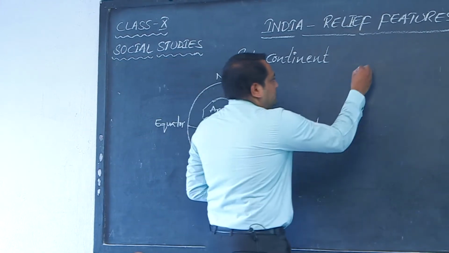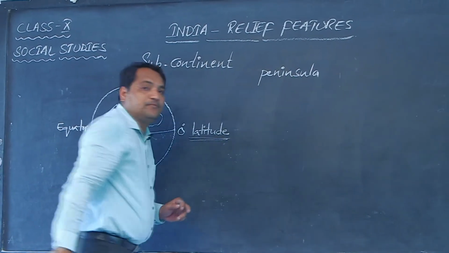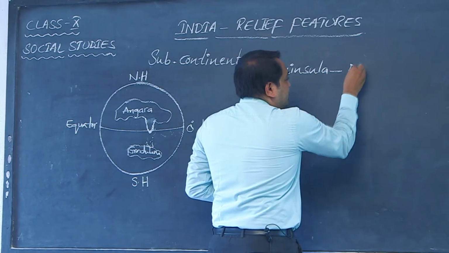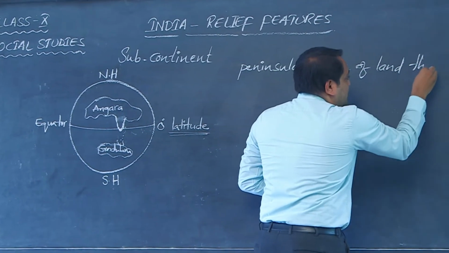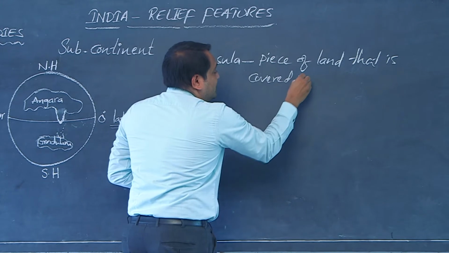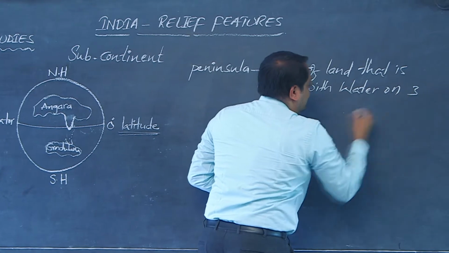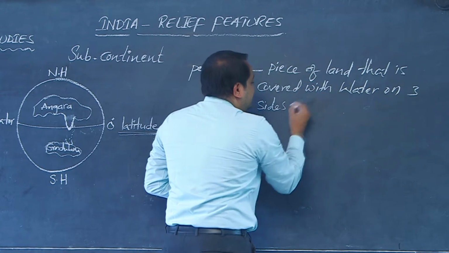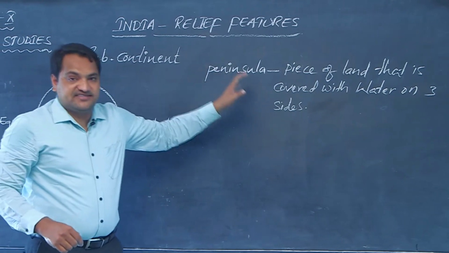Now, first, let us try to know what is a peninsula. What is a peninsula? A piece of land that is covered with water on three sides and land on the other side is called a peninsula.